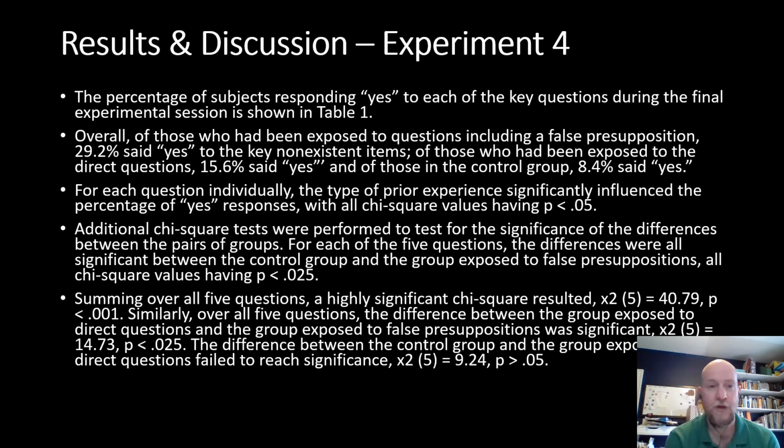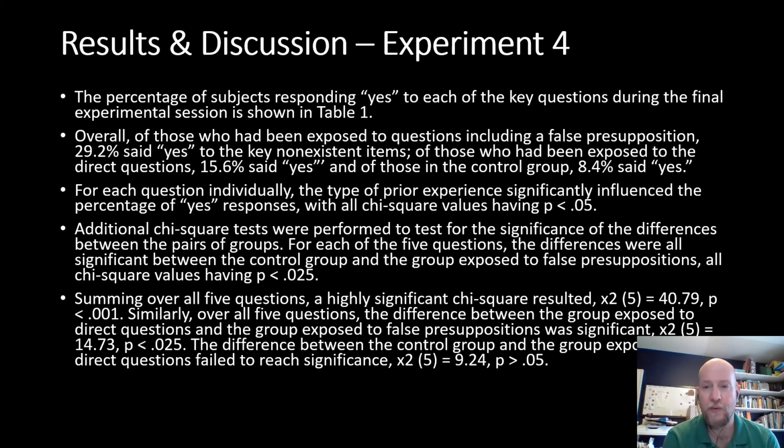entirely to chance. They did some additional chi-square tests to test the significance of differences between pairs of groups. So for example, the control versus the direct versus the false presupposition. They were all significant between the control group and the groups that were exposed to the false presuppositions. So if we collapse these 3 groups into 2, if we take the control group as one separate group, and then we collapse the direct and the false presupposition groups into one group, those that received some form of a false presupposition in their initial packet, they also are significant from one another.